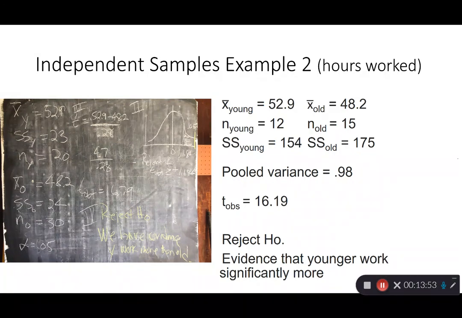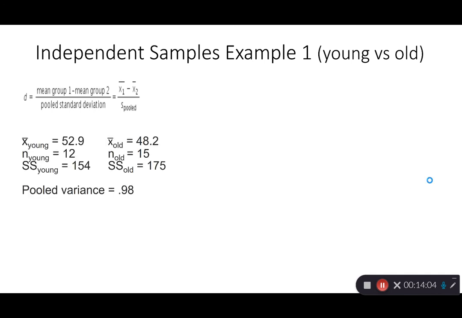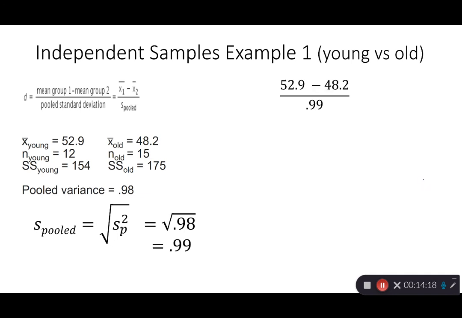Since we rejected the null hypothesis, we should be concerned about Cohen's d. So once again, there's the formula, the difference between the two sample means divided by the pooled standard deviation. There's the data again with the pooled variance, and we have to turn that into a pooled standard deviation by taking the square root. So the square root of 0.98 is 0.99. I double checked that math. It's weird, but that's how it is. Because remember, the square root of 1 is 1. So as you get close to 1, there's not a huge difference.